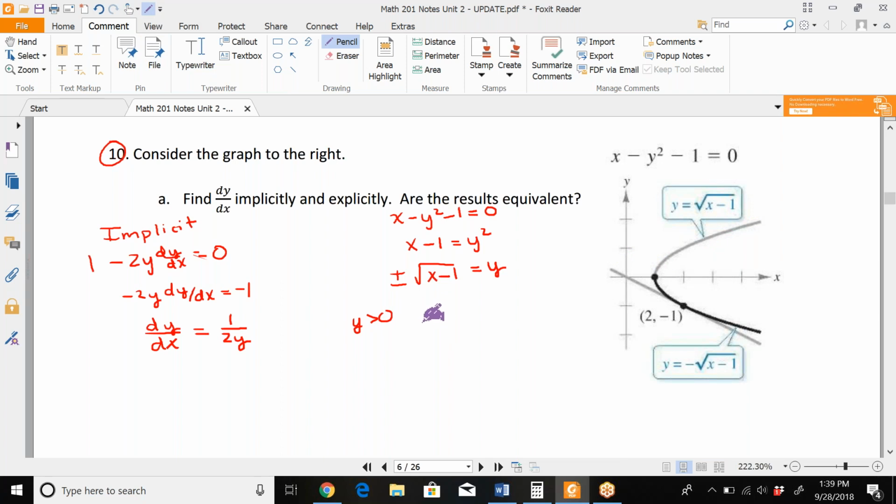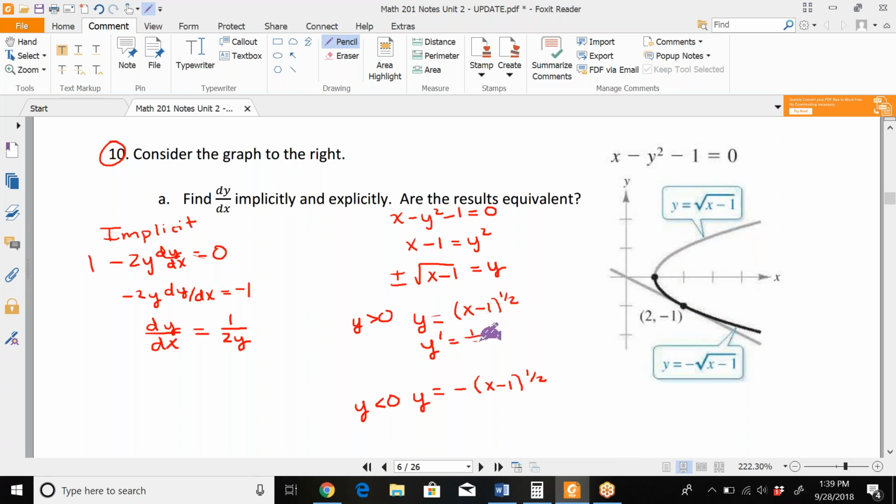So we would be using y equals, and I'm going to write it as a 1/2 now. So it'd be x minus 1 to the 1/2. If we had the bottom half, y is less than 0, so down here, we would be using y equals negative x minus 1 to the 1/2. So the derivatives of these would be different depending on which part of the graph we're on, because this is technically not a function. So you do have to distinguish which part is which.